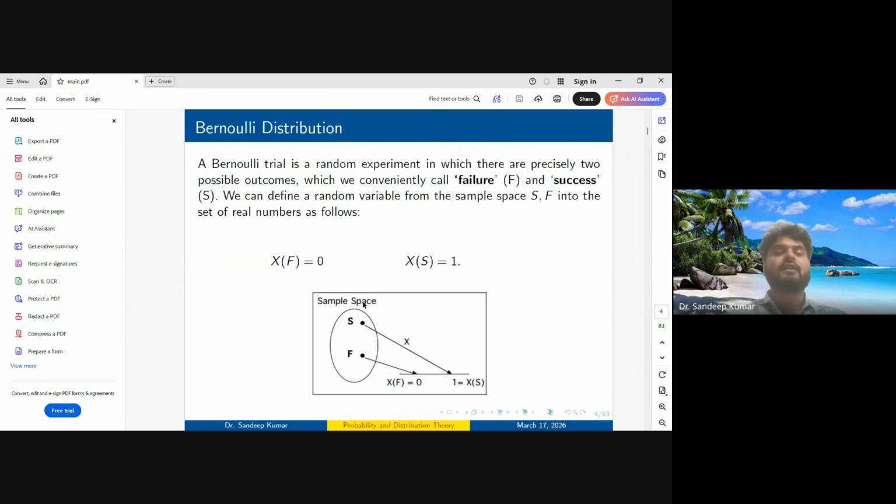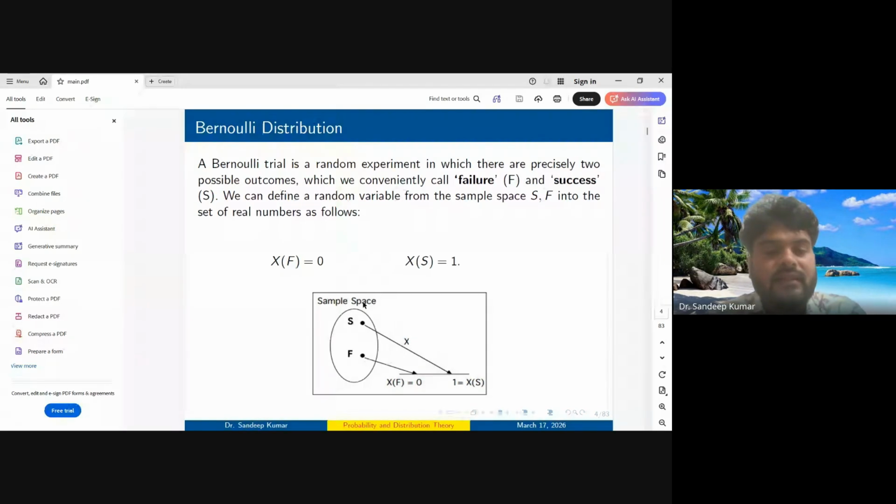Okay. And now I will discuss Bernoulli distribution, which comes under the discrete type of distribution. Okay, a Bernoulli distribution is a random experiment in which there are precisely two possible outcomes, which are called failure and success. Based on these two outcomes, we can define a random variable from the sample space. Here, we consider the sample space S and F, where S is success and F is failure, into the set of real numbers as follows.